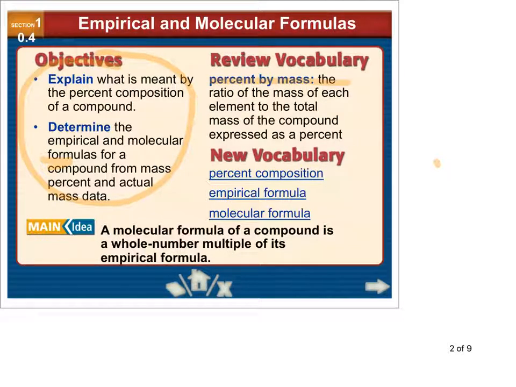Percent by mass, I'll review vocab from an earlier chapter. It's the ratio of the mass of each element in a compound to the total mass, expressed as a percent. New, we get percent composition, empirical formula, and molecular formula. The molecular formula of a compound is a whole number multiple of its empirical formula, our main idea for this section.